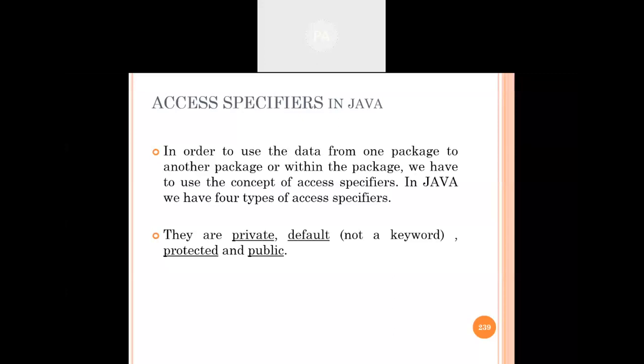In order to use data from one package in another package, or within the package, we have to use the concept of access specifiers. In Java, we have four types of access specifier. First is private, second is default. Default is not a keyword. Third is protected, and fourth is public. These are the four access specifiers we use in Java.